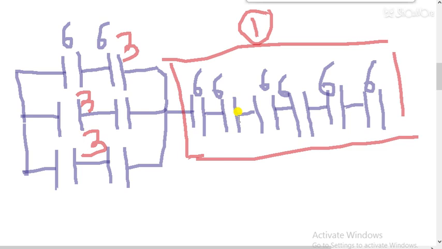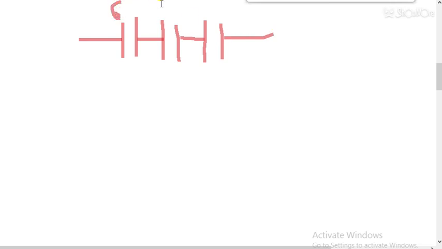So students, what you can do here is, finally you can draw three capacitors in series combination, and this has value 6, this has value 6, this has value also 6.